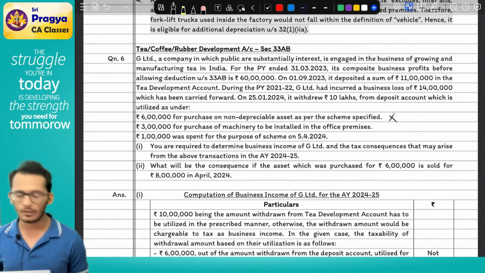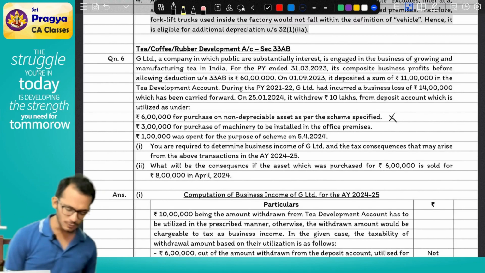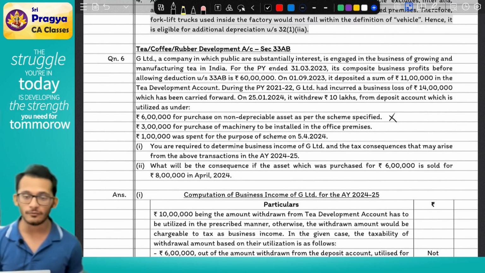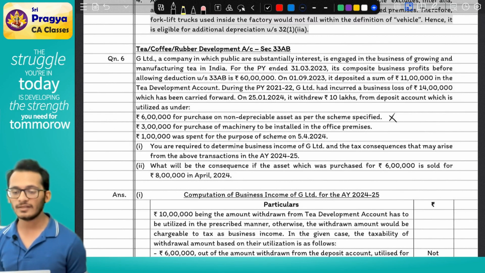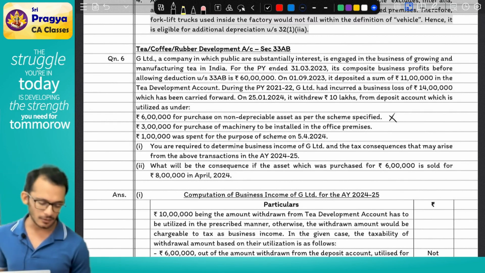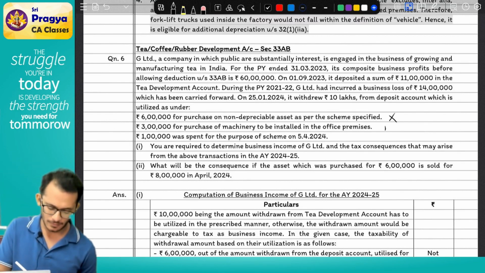Next. 3 lakhs was used for purchasing machinery to be installed in office. Allowed, not allowed? Not allowed. Therefore, this will become an income. Very good.